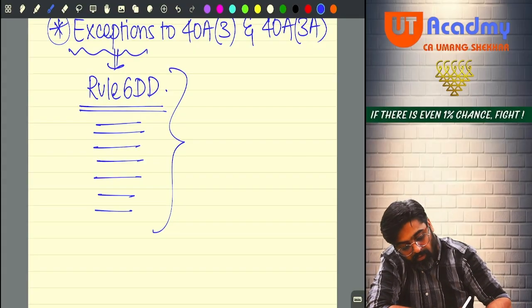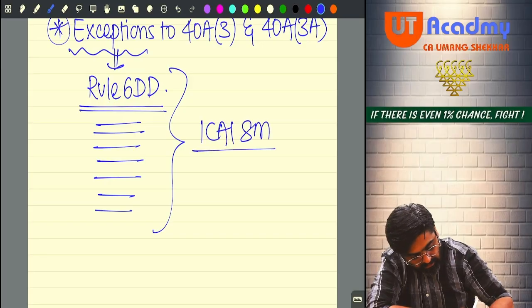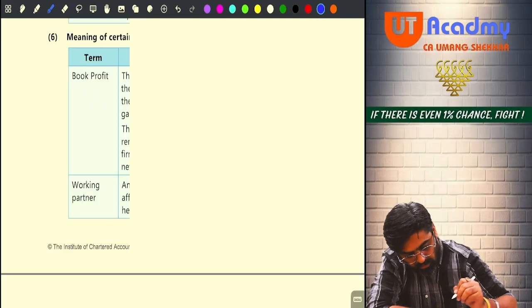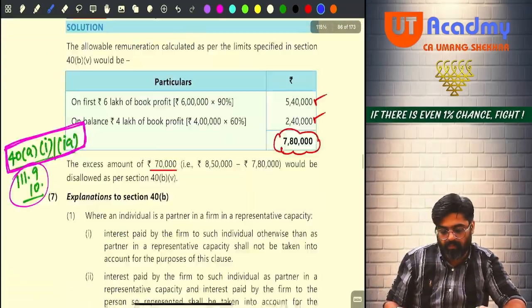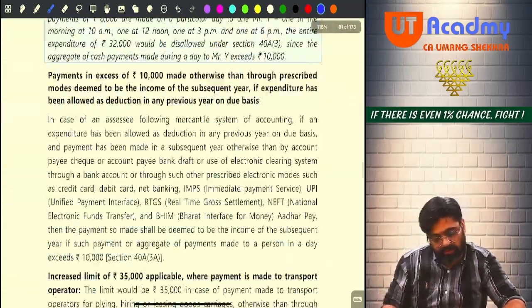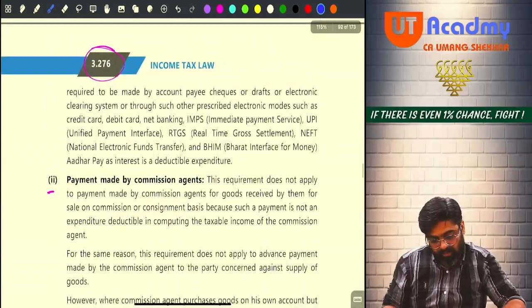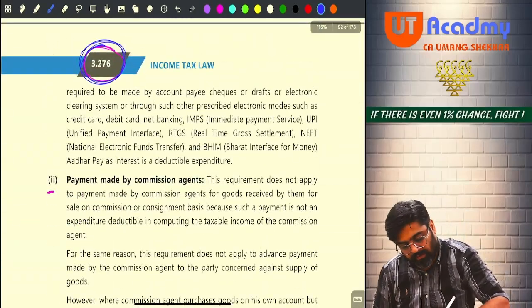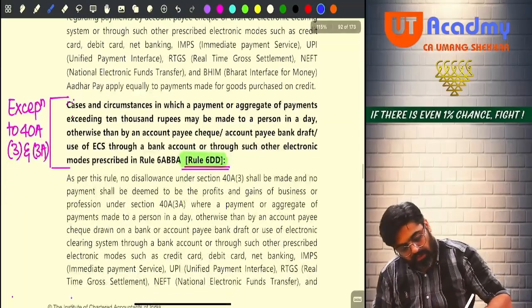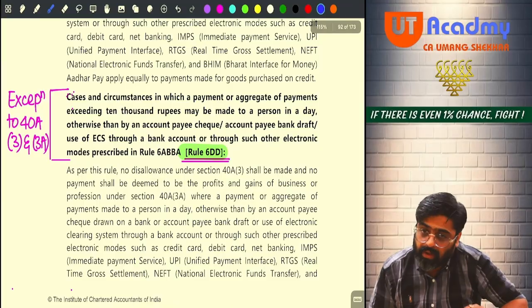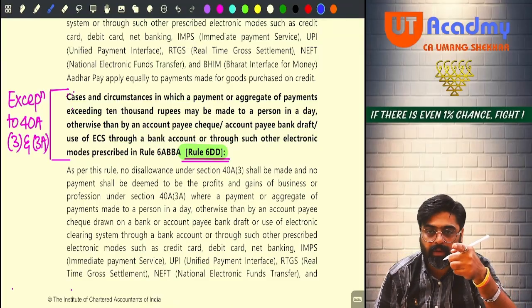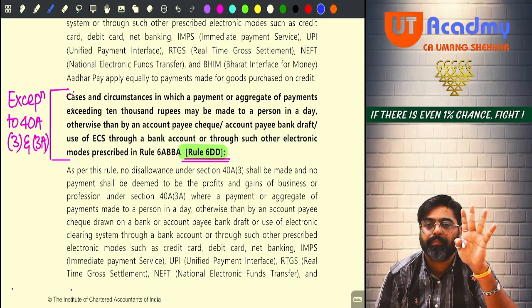For Rule 6DD, we will refer to the ICAI study material, page number 3.276, if I'm not wrong. Let me check once. Yes, 3.276. On that page, can you see Rule 6DD I have highlighted? So we are going to read those exceptions one by one from here.